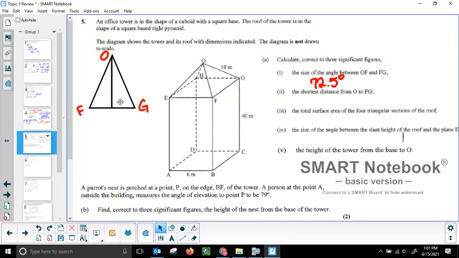All right, so we need to find this, and we already, of course, said that this was 10, this was 10, this was 6. Now, because this is a perpendicular bisector, it actually does split this in half. So this would be 3 and 3. All right, and then we also found angle OFG, right, which was 72.5.